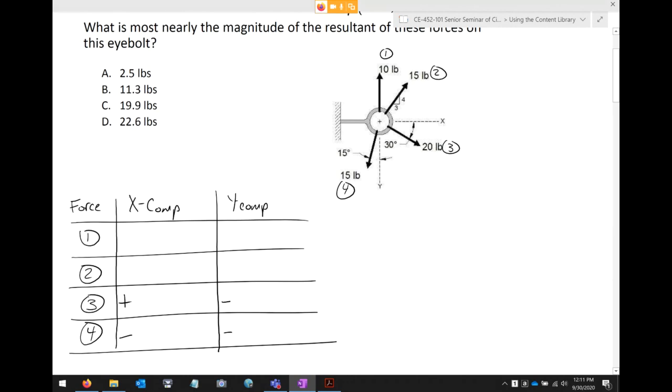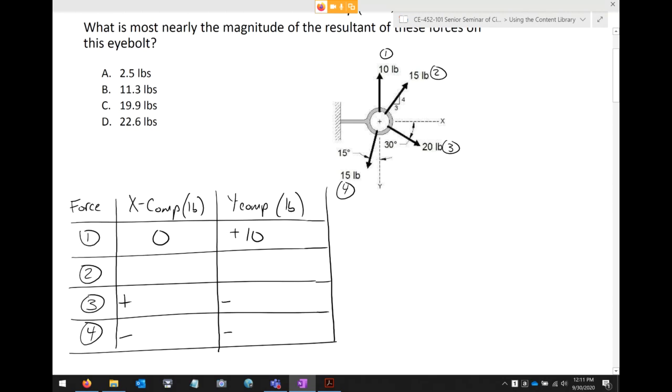Let's start off with force number 1. Force number 1 is acting upwards, so it has no component in the x direction. As for the component in the y direction, it's just going to be 10. I'm going to put pounds here, just so that we're not having to rewrite the pound symbol over and over again. That 10 pounds is positive because it goes upwards.